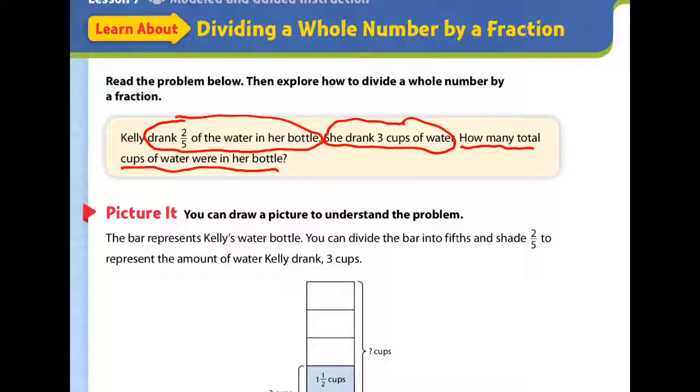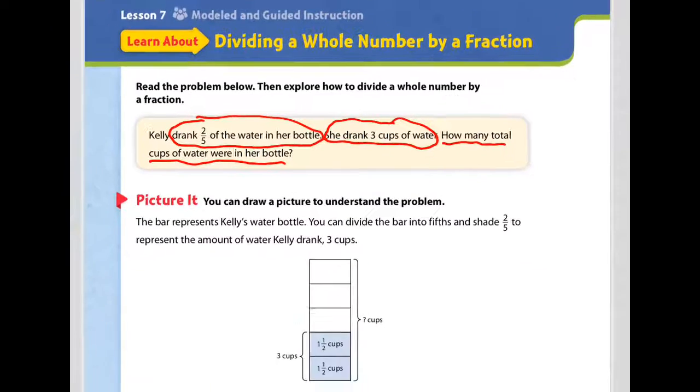These tend to be a little more complicated, but if you can draw a picture or use a model, it will help you solve it. So let's take a look at what they're saying. It says you can draw a picture to understand the problem. The bar represents Kelly's water bottle. You can divide the bar into fifths and shade 2/5 to represent the amount of water Kelly drank, 3 cups.